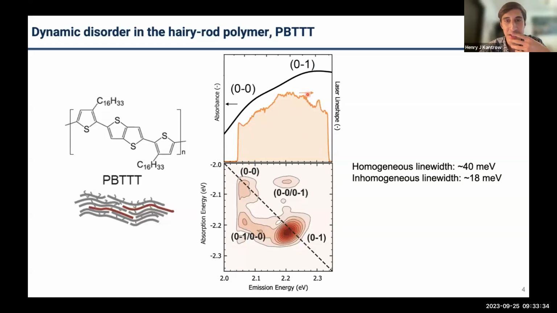And what you see in the line shape is the much more intense 0-1 transition, as well as these correlations on the off diagonals, which tells you something about the correlations between these excited states, and that essentially they're sharing a ground state.